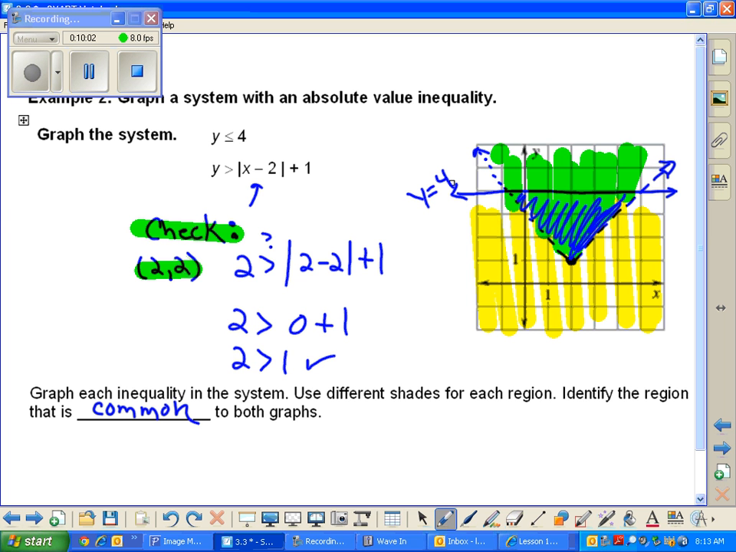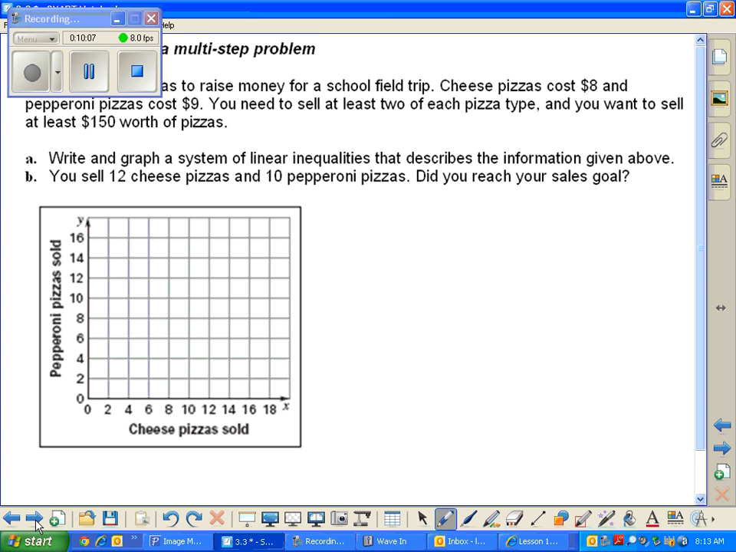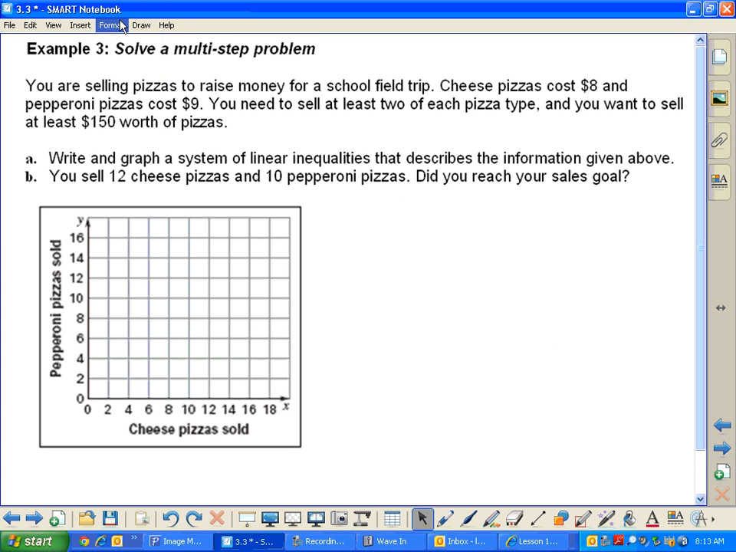We got one problem left. Word problem. Word up. We might get to building the equations today, but I have a feeling that you folks are going to actually need to graph and shade a little bit on your own as your conclusion. So in example 3, we want to solve this multi-step problem. We're selling pizzas to raise money for a school field trip. We have cheese pizzas that cost $8 and pepperoni pizzas that cost $9.